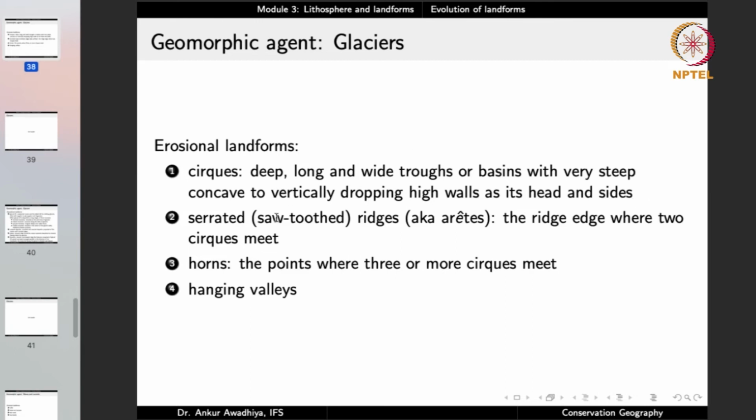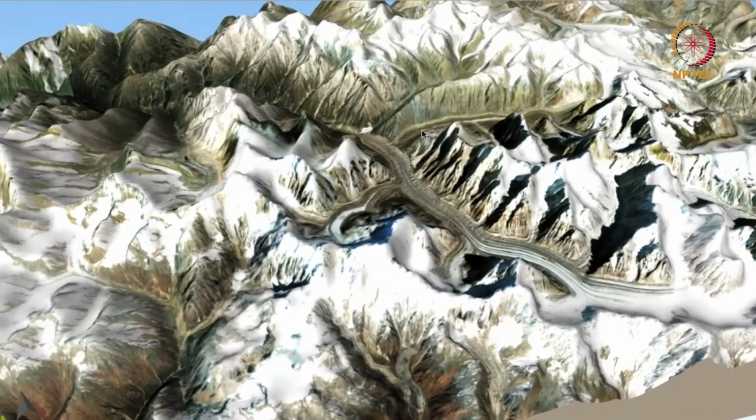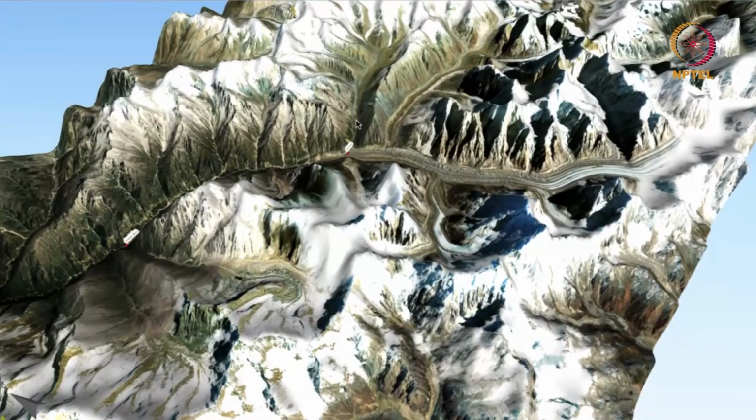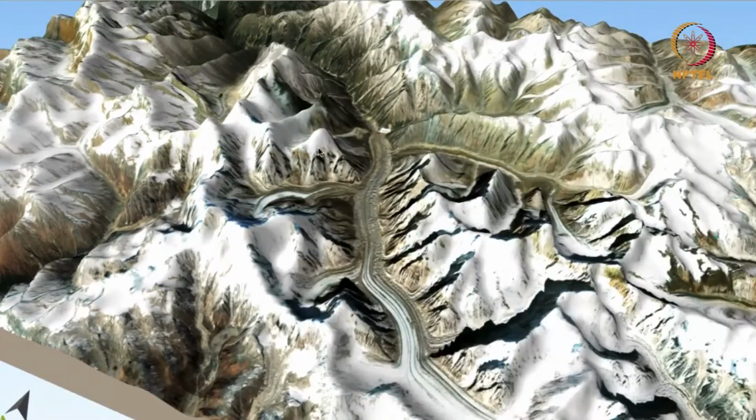Cirques. Then we also have erites, which are serrated or saw-toothed ridges, the ridge edge where 2 cirques meet. Now if you look at this edge, here we have a cirque, here we have a cirque. So the glacier, when it moves like this, it is eating up from this side. When the glacier moves here, it is eating up from this side. And ultimately you get this edge, which is a very sharp edge. And this is typically a saw-toothed edge. So you can see it is up and down, up and down, up and down.